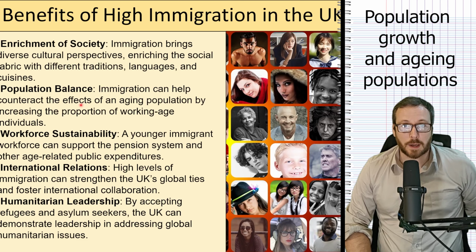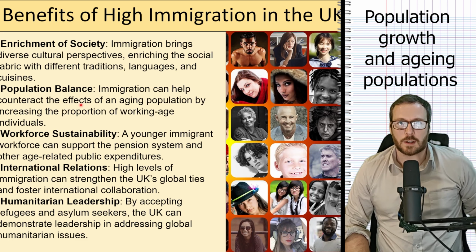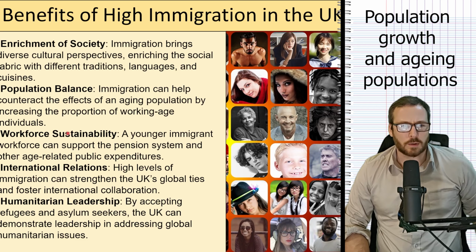One good thing is population balance. We know places like Japan have a massively shrinking population. And in order to counter that, they're going to need to open their doors to immigration in the future. Otherwise, there won't be enough young people working to sustain the old. Also, a young workforce is really important in a multitude of countries. They can support the pension systems. As I said, 20% of taxable income is going on pensions at the moment in the UK.